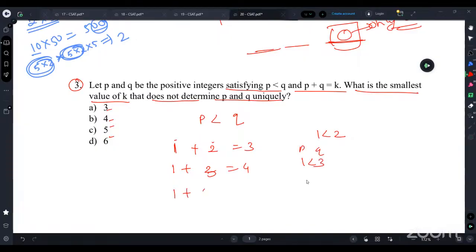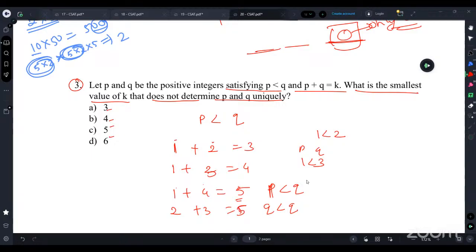But if I get 1 plus 4, right? In this case, I'm having P value as 1 and Q value as 4. The equation is getting satisfied, right? P is less than Q. But I can also get the summation of 5 as 2 plus 3. It is 5. Again, still P is less than Q.